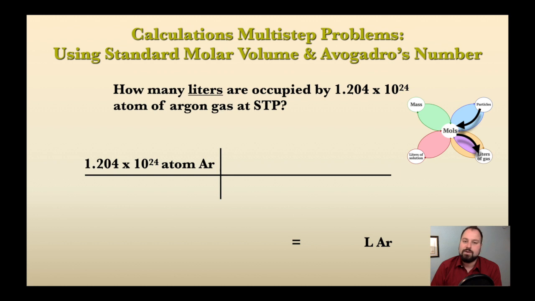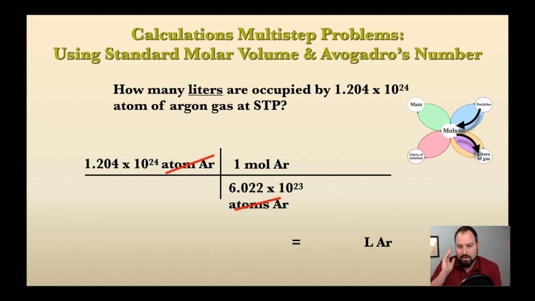Okay, so now we need to go from particles to moles. What are we going to use to do that? Avogadro's number, 6.022 times 10 to the 23 atoms per mole. We want the 6.022 on the top or the bottom? On the bottom. So they cancel out, 6.022 on the bottom, moles on the top, and atoms and atoms cancel out. Once again, we only have moles left as a unit. That's the only thing we have to deal with. Okay, and how do we get from moles to liters? Oh, we have the standard molar volume, which is 22.4 liters per mole.